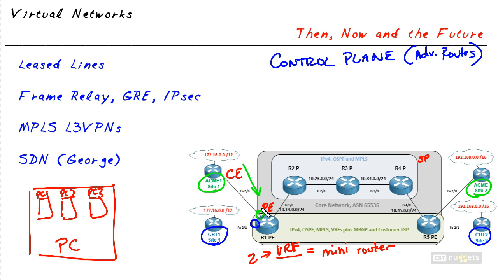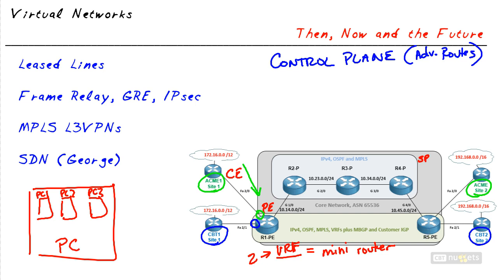Now, the ultimate goal of building a control plane and advertising routes is so that we can get that route of 172.16 over here to Acme Site 2. We don't want to advertise this network from Acme Site 1 down to CBT Site 1 or down to CBT Site 2. We only want to advertise it to the right place. So now that R1 has this network, 172.16, and it's in the VRF for Acme on R1, how in the world does it get that route advertised over to R5, who can then advertise it up to Acme Site 2?